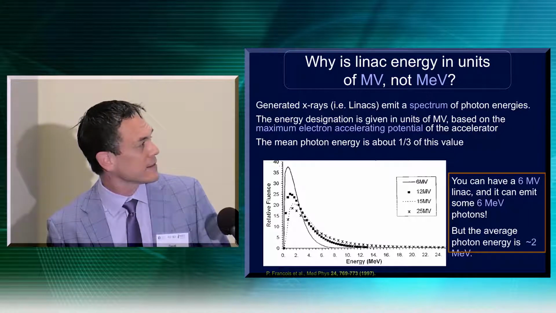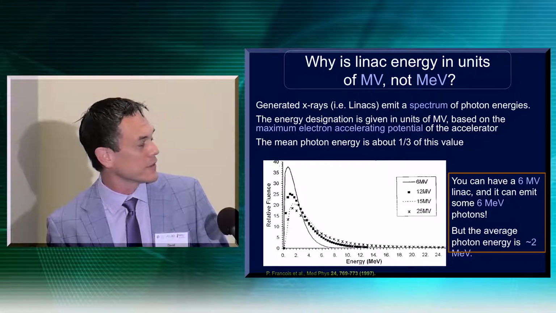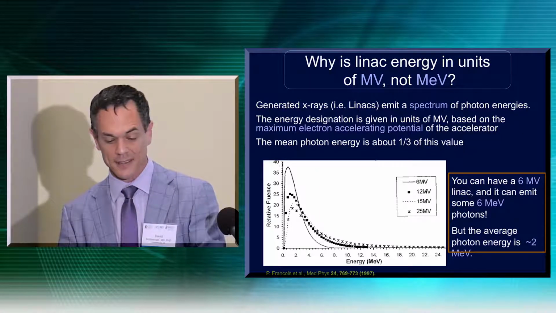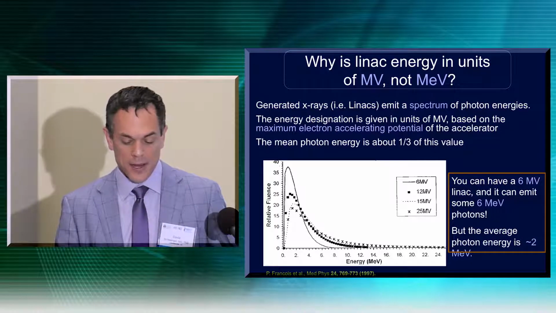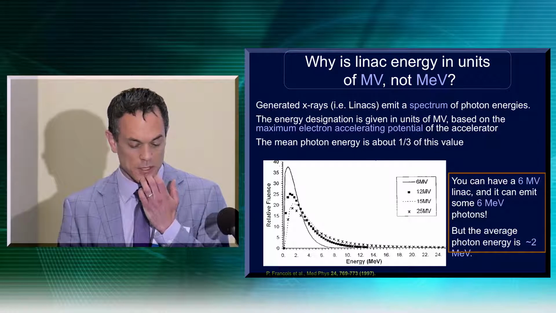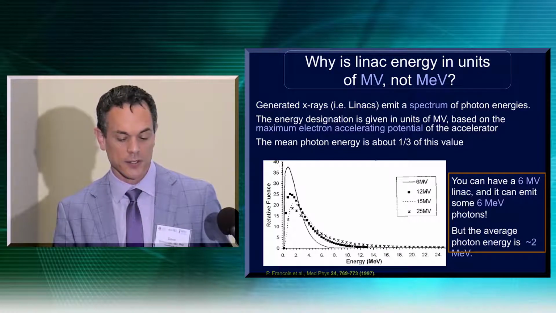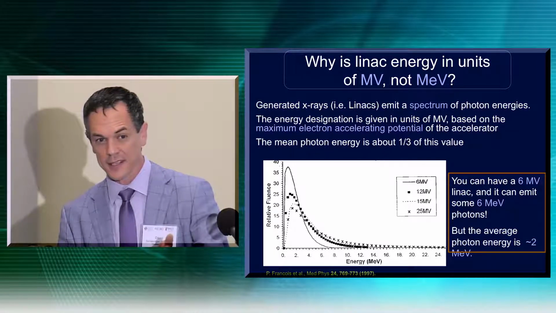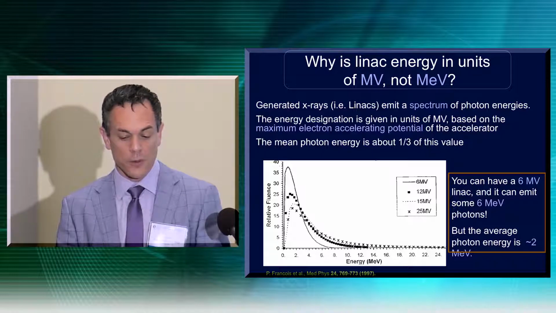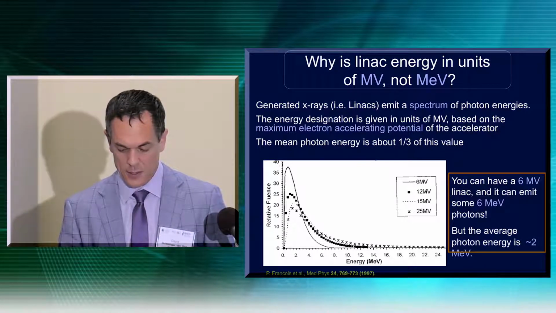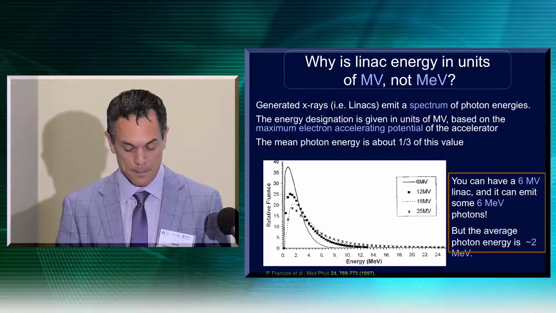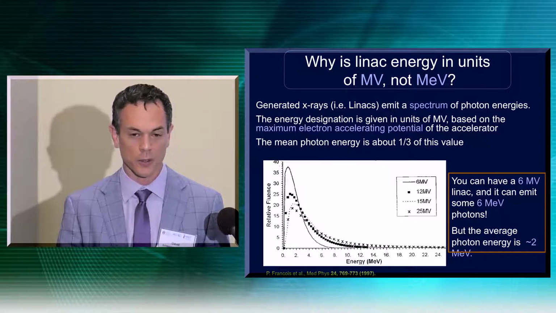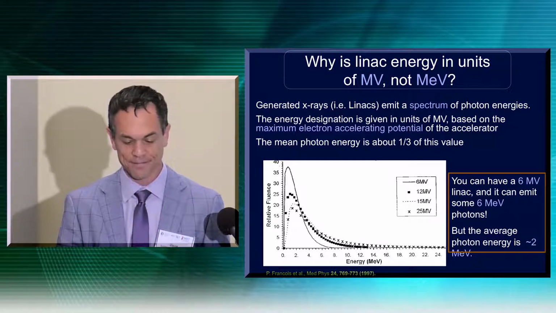But strangely, and something that I found a little confusing when I was first learning this stuff, is that when we refer to a machine, we actually throw around units called MV and not MeV. And so one question that you might have been afraid to ask is why that is, and the answer is just that when you have a linear accelerator, it actually emits a spectrum of photon energies in the beam, and so you can't just say it's got a 6 MeV linear accelerator, so they use the term MV instead. And you can see, so you can have a 6 MV linac, and it can emit some 6 MeV individual photons, but on average, the photon energy is much lower. It's usually by a factor of 3 lower.